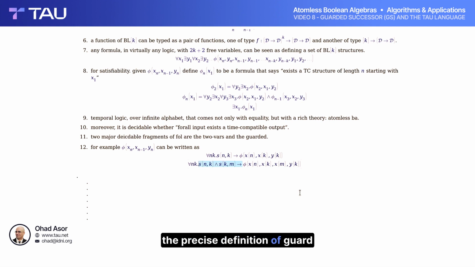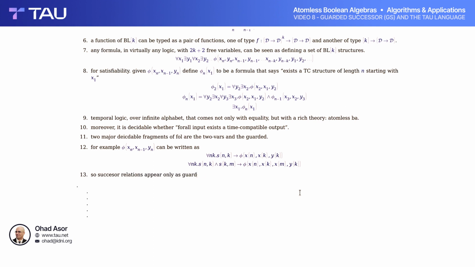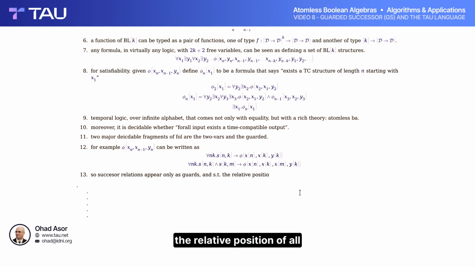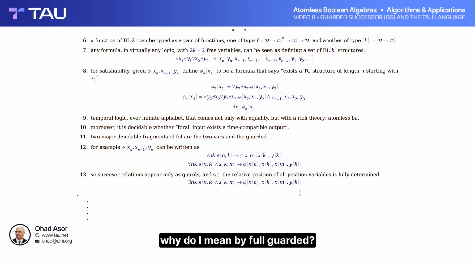So the precise definition of guard in this guarded successor logic is that successor relations appear only as guards, and such that the relative position of all position variables is fully determined. So the structure of the guard should tell me what is the distance between each two variables, a number, that m is 3 steps from k or something like this. Now, of course, this is not the full guarded fragment, but we will support the full guarded fragment. What do I mean by full guarded? What I mean is if you have existential, then the guarded formula looks like this.